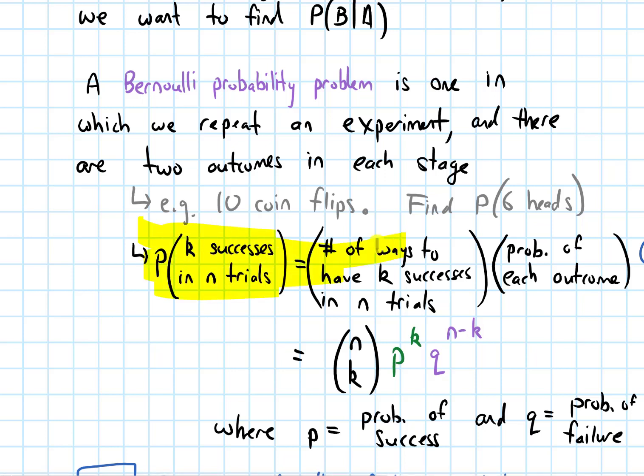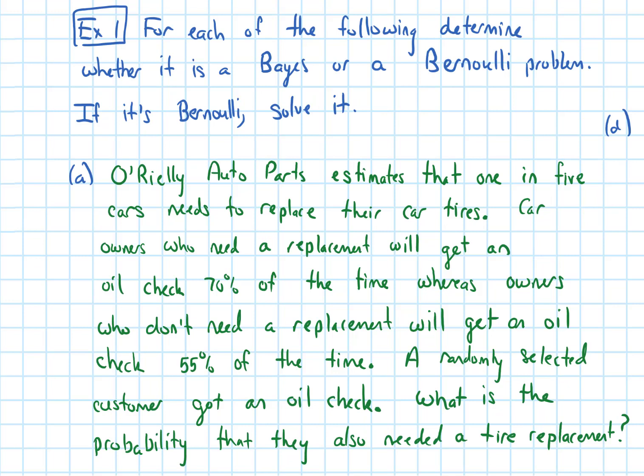Okay, so let's highlight this. This is a key formula for our section on Bernoulli trials and doing probability questions involving situations where we had Bernoulli trials. All right, so let's look at an example. This question says, for each of the following, determine whether it is a Bayes or a Bernoulli problem. And if it's Bernoulli, then solve it. That means if it's a Bayes problem, I don't want us to solve it. The main reason is we've done a lot more examples of Bayes problems over the course of a few sections.